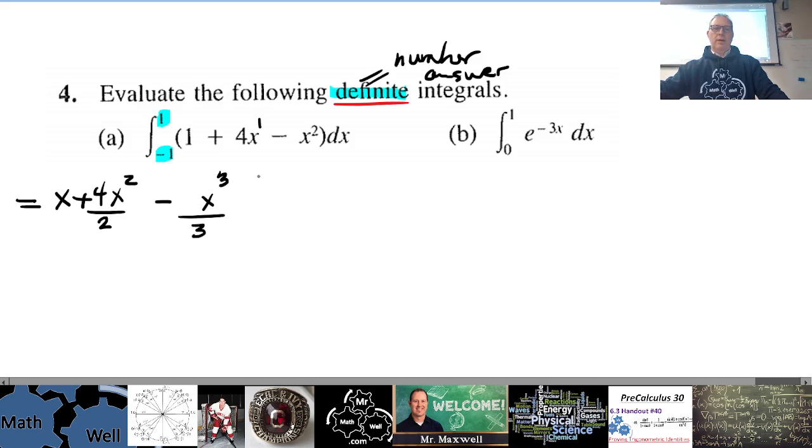And then we evaluate that. So you usually show that evaluation from -1 to 1 with a big long straight line here. And that's kind of how that looks. Okay, so we'll go ahead and do that.